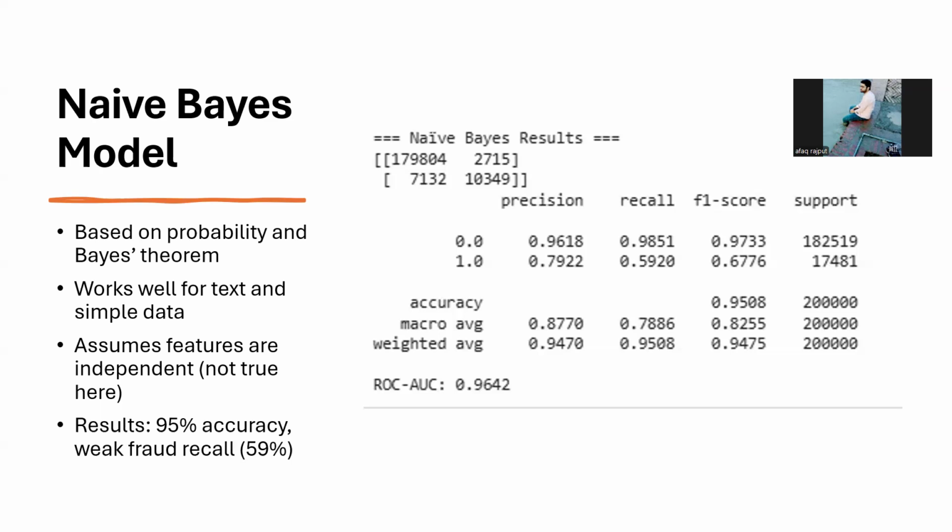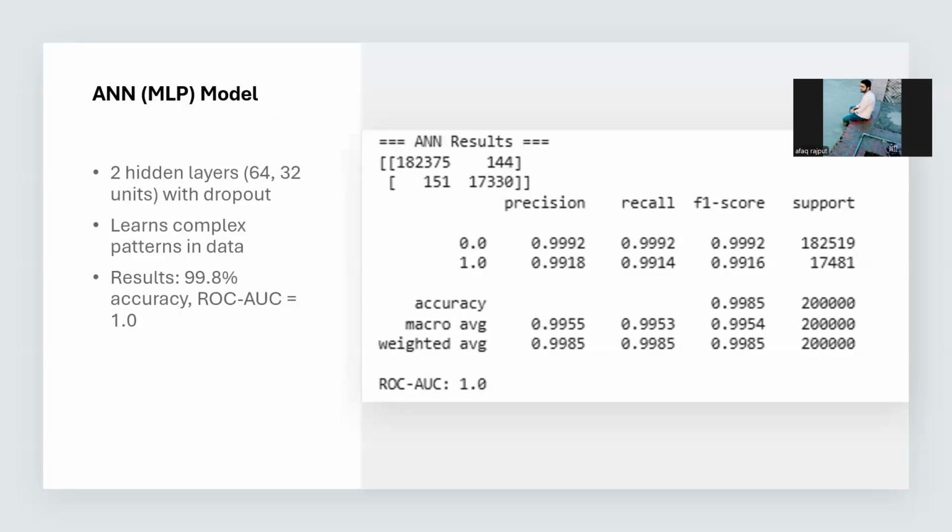And my next slide is about the ANN, or you can say MLP model. In my slide, you can see we are talking about two hidden layers, 64 and 32 units with dropout. It learns dense complex patterns in data. Results are 99.8% accuracy, and ROC/AUC equal to 1. Visuals are an ANN architecture diagram.